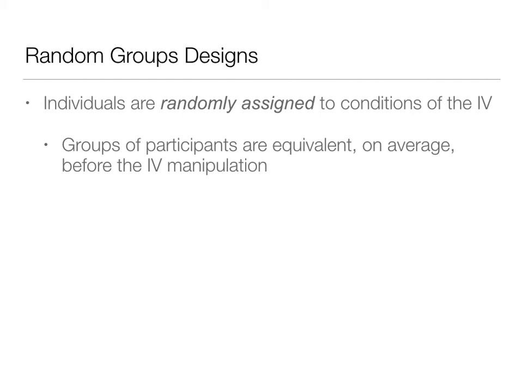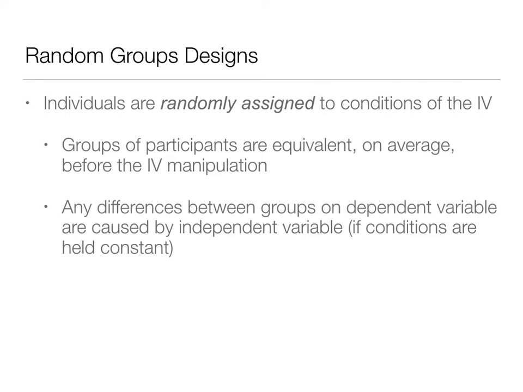And everybody has an equal shot of getting in each condition. These groups are equivalent on average before the independent variable manipulation. The reason that we do random assignment is to make them equivalent on average before the manipulation. This is even more true the more people you have in your study. If you have 3 people in your study, you're more likely to have groups that are not as equal on average than if you have 300 people. So again, the number will contribute to this as well.